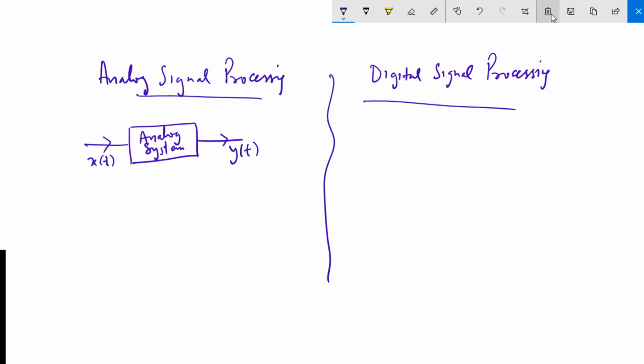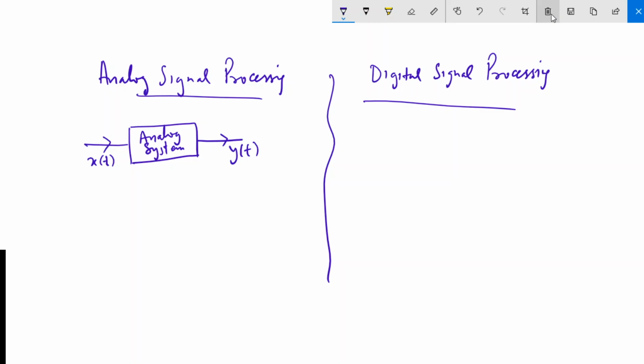Okay, so analog circuits that you have studied in analog electronics, maybe a circuit using operational amplifiers, or maybe using transistors, or there are other circuits like 555 timers and so on. So those kinds of circuits are used to process analog signals.